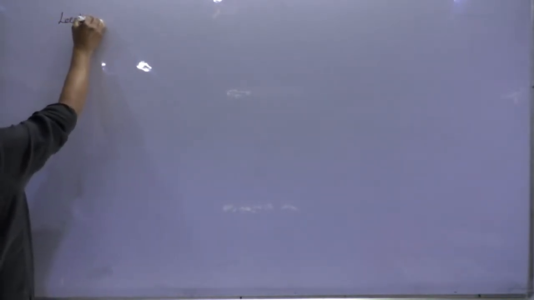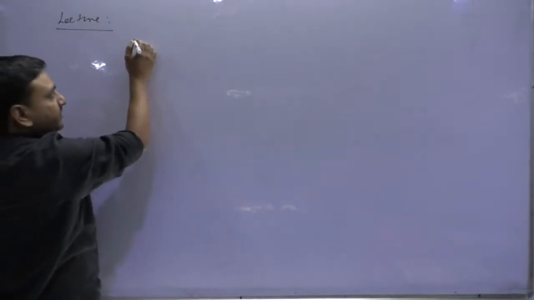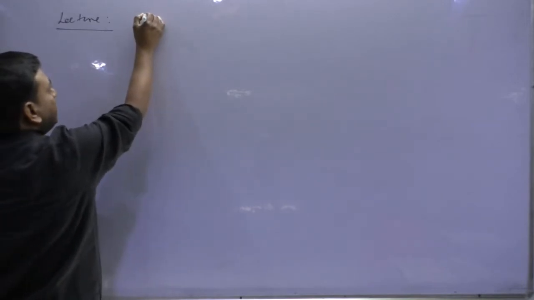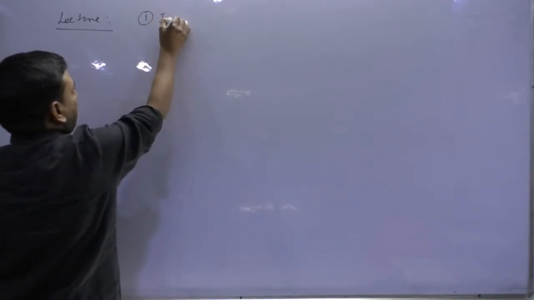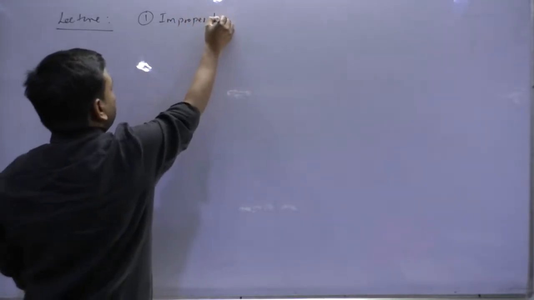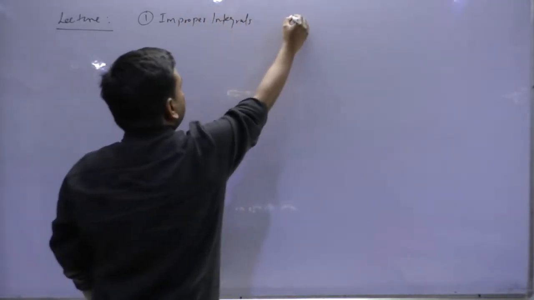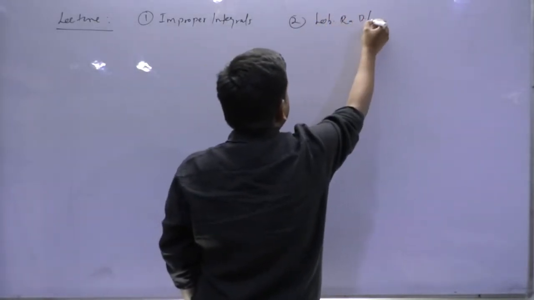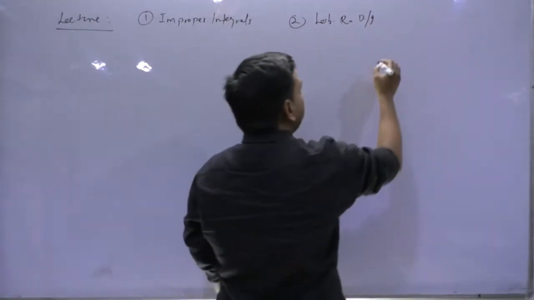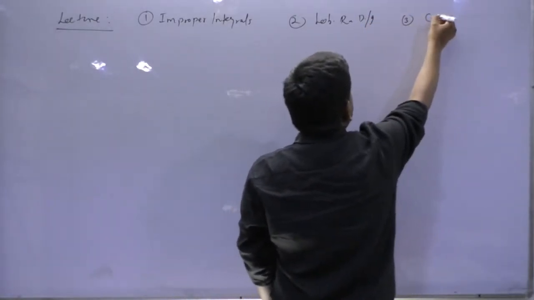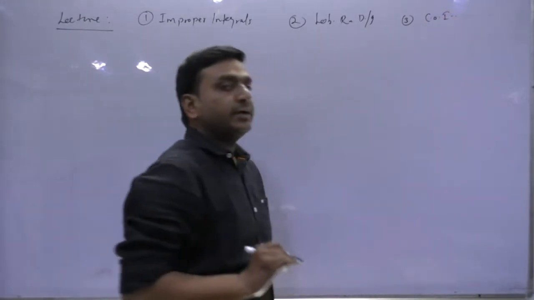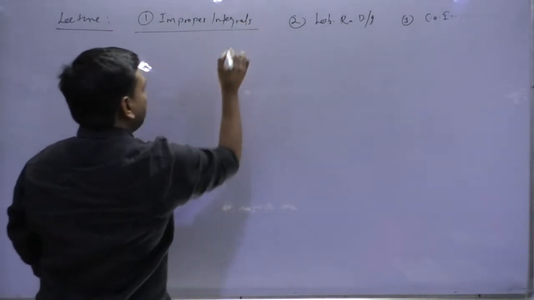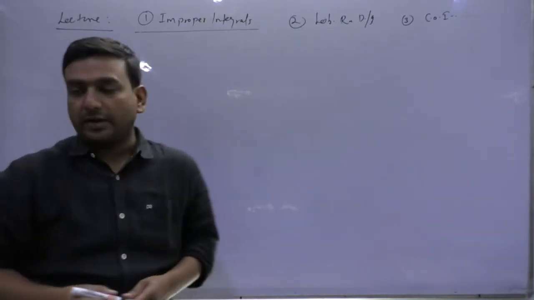For today's lecture, we have to discuss three themes on an average. Theme one is improper integrals. Theme two is Leibniz rule of differentiation under the sign of integration, and number three is change of independent variable. Fine. So let's start from the improper integral part.